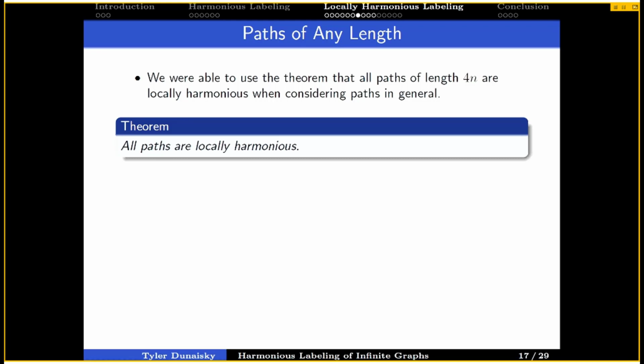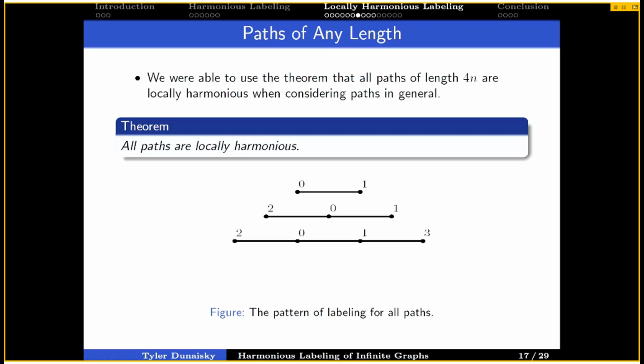And we're also able to show that all paths are open harmonious. So here is an example for each case of paths. Here's the piece of 2. Then for the piece of 3, we add a 2 on one side, and we add a 3 on the other side, and then a 4 on that side. And the trick is to continue with our pattern: even, odd, even, odd, whatever. So you can build all paths in that pattern, and it will be harmonious at the end of this.